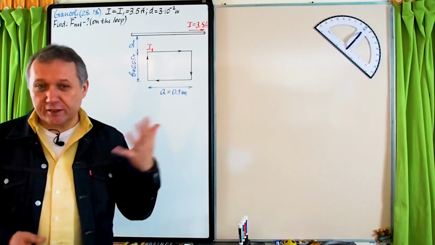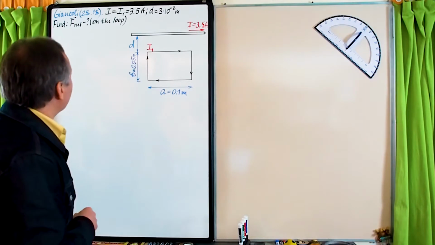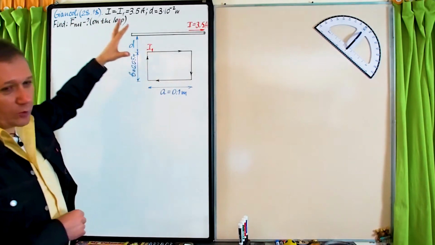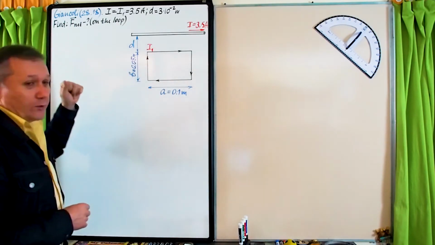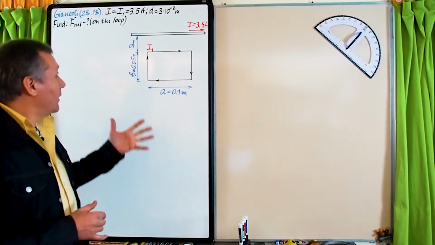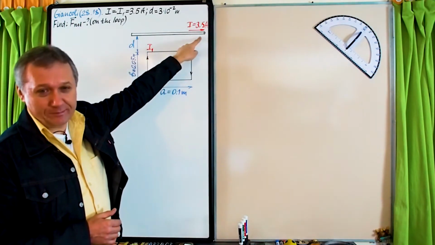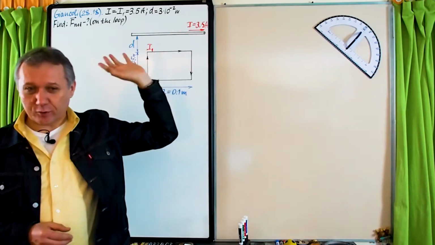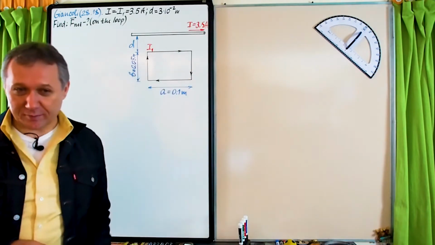Okay, so now let's continue playing with those formulas. So let's this time solve this problem. It's not from this book. I took it from Giancoli, sort of a classic book in physics. All right, and what do we have here? We have an infinitely long straight wire. So it starts at infinity and goes to infinity, basically. And current I, 3.5 amps.